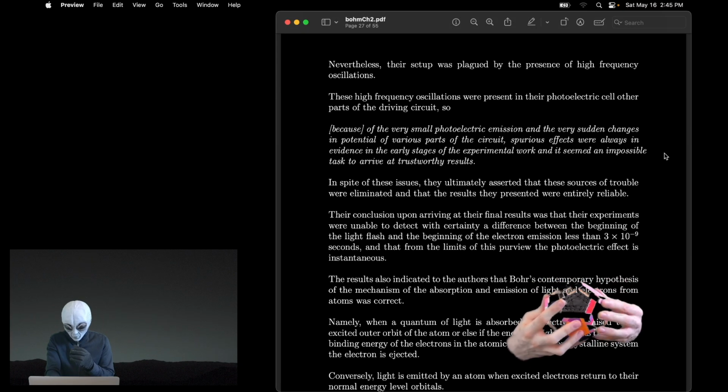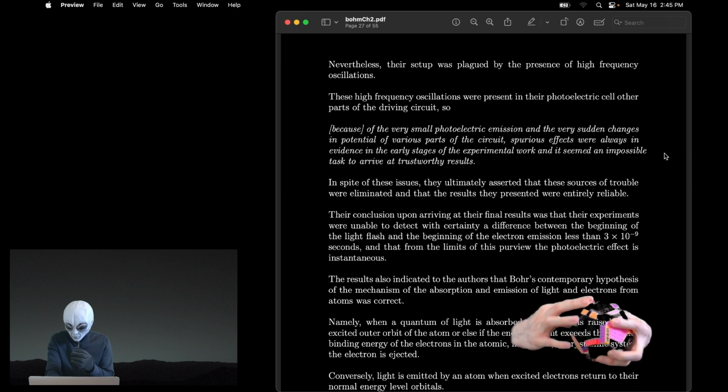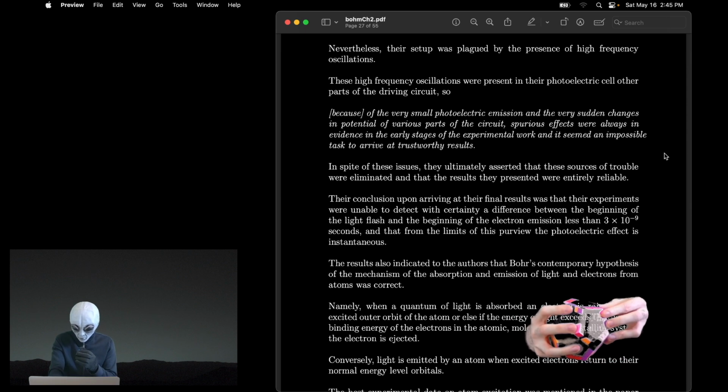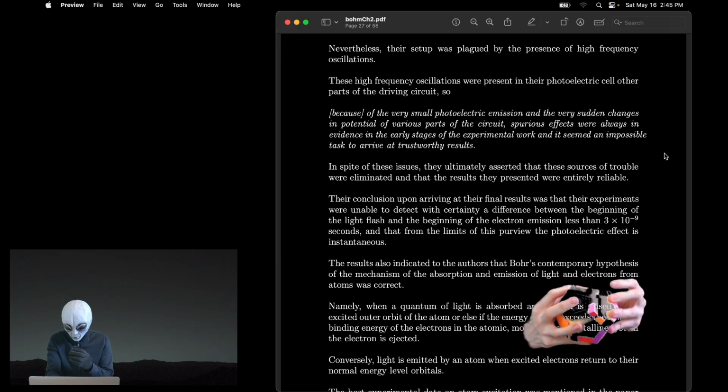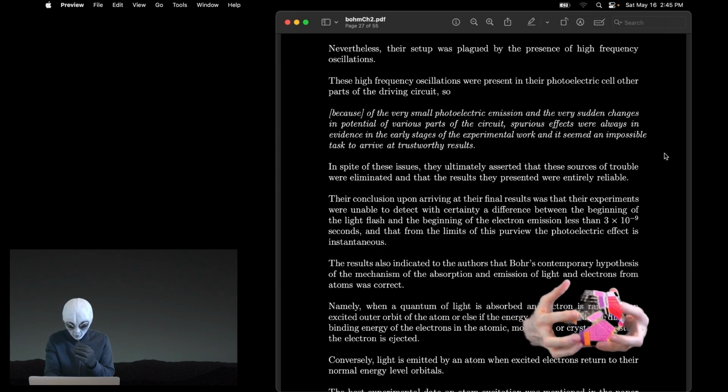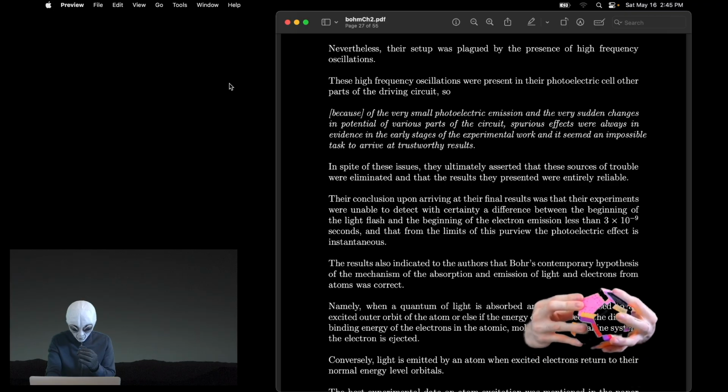These high-frequency oscillations were present in their photoelectric cell and other parts of the driving circuit. So, because of the very small photoelectric emission and the very sudden changes in potential of various parts of the circuit, spurious effects were always in evidence in the early stages of the experimental work, and it seemed an impossible task to arrive at trustworthy results.